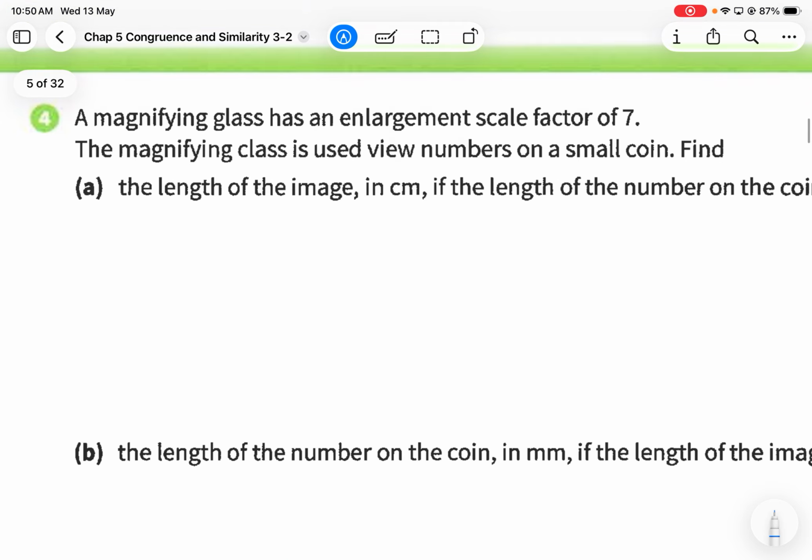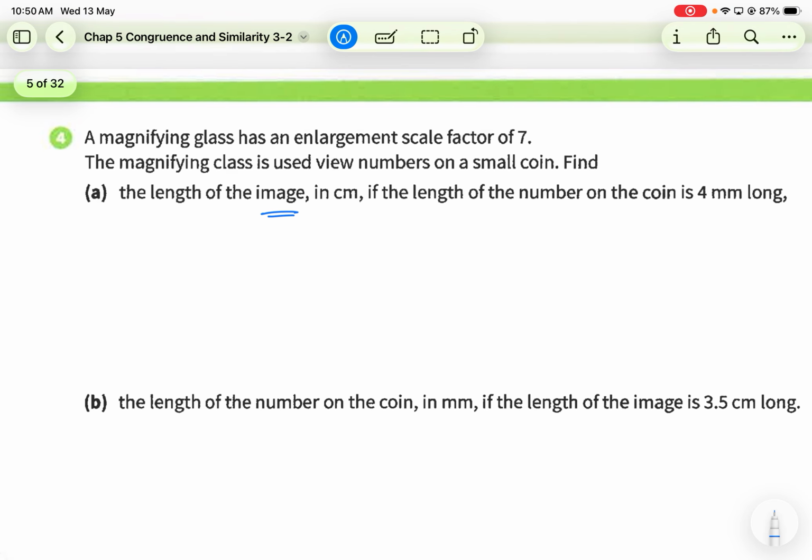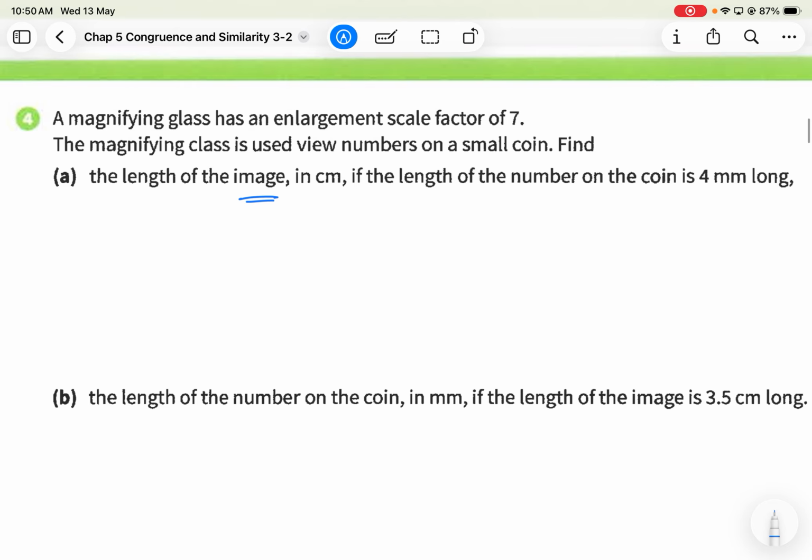Okay, they want the length of the image. Image is the one after enlargement. Original is 4. Enlargement, scale factor 7. So how big is the image?